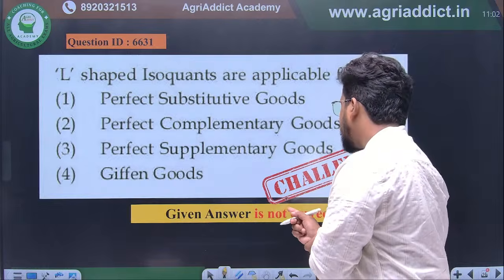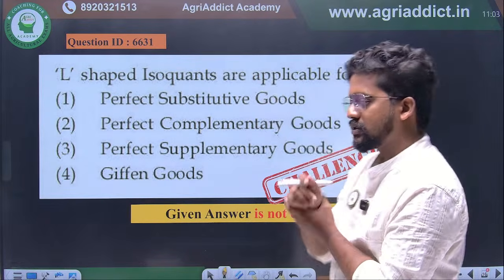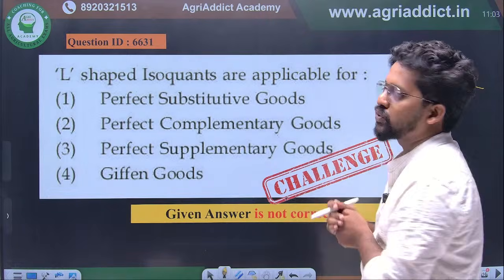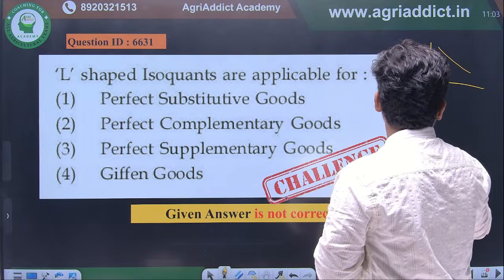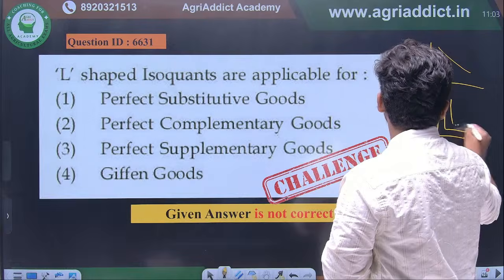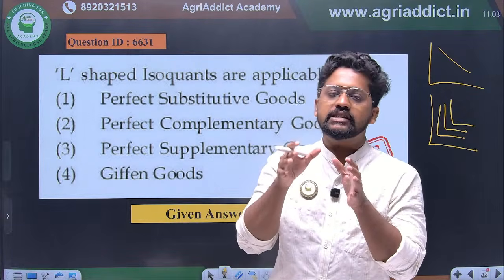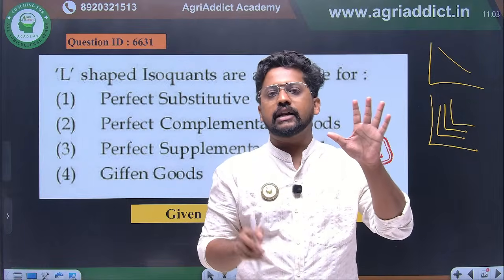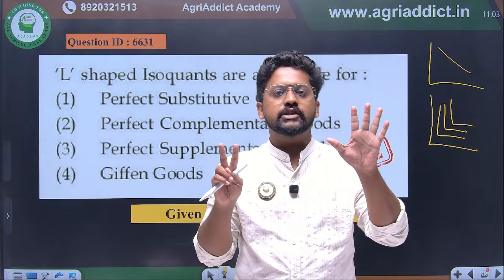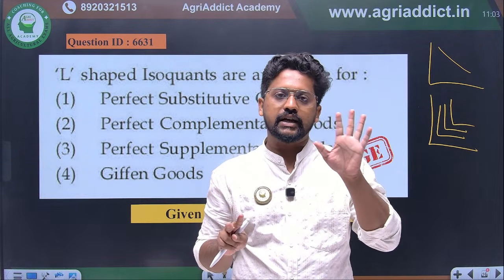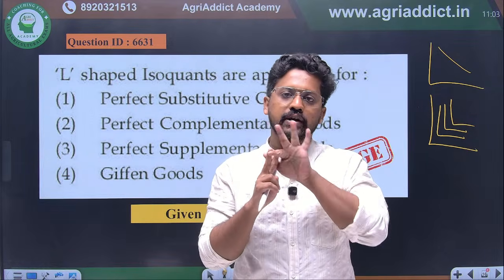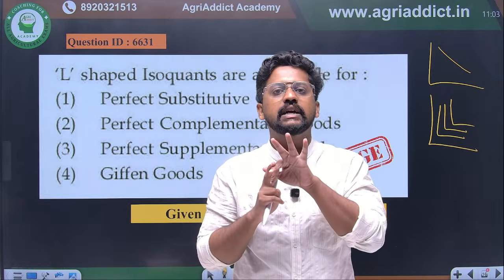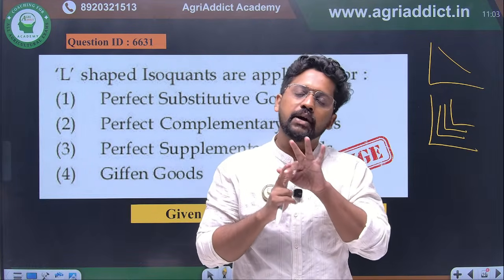But the answer key given is perfect substitute goods. No, for perfect substitutes, you will see a straight line isoquant. But for perfect complements, you will see this kind of L-shaped isoquant, because in a fixed proportion we need both of these. For example, if I have 5 tractors and just 2 drivers, there is no point in the number of tractors I have, right? Only 2 will match with 2. The other 3 tractors will just be parked somewhere else. They will not take part in the production process, right?